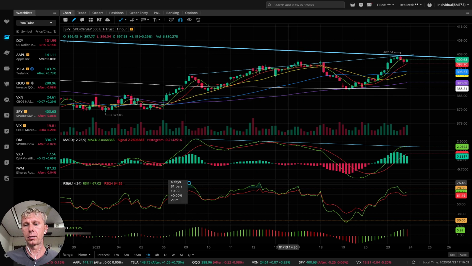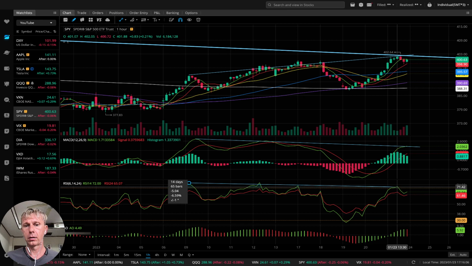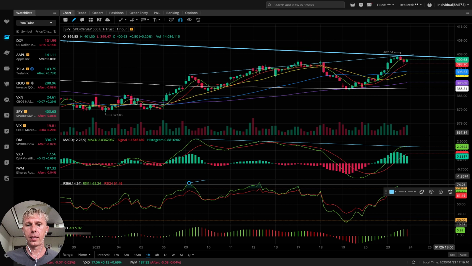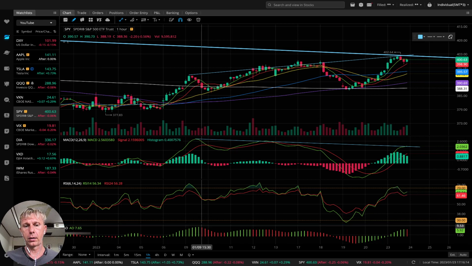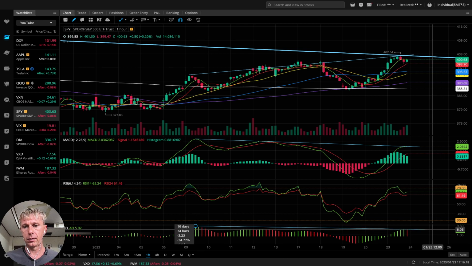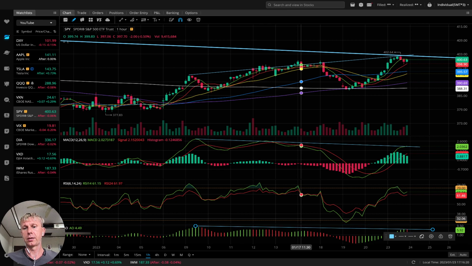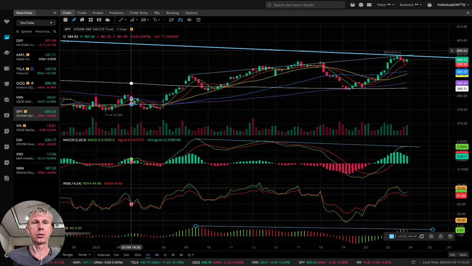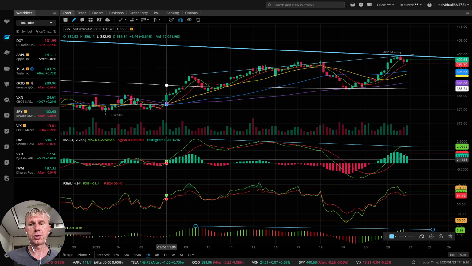Similar here. It's kind of flat. Downtrend direction on the awesome oscillator. Bearish divergences in 1 hour, it wants to change direction to bearish. On SPY, it wants to change direction to bearish.